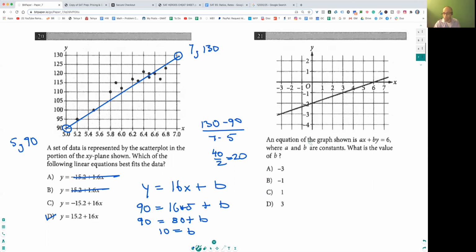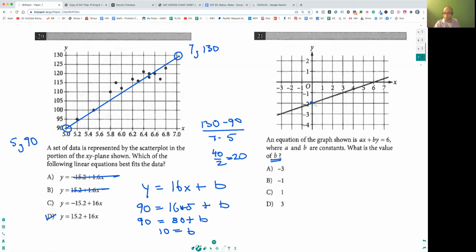Now, let's look at this one. An equation of the graph is shown here. What is the value of b? This one is easy. They're asking for the value of b, for this point here. The easiest thing is just to put x equal to 0. That means this point here. As soon as you put x equal to 0, what do you get? You get a times 0 plus, sorry, my bad. What am I saying?